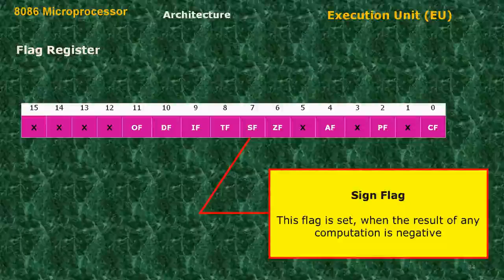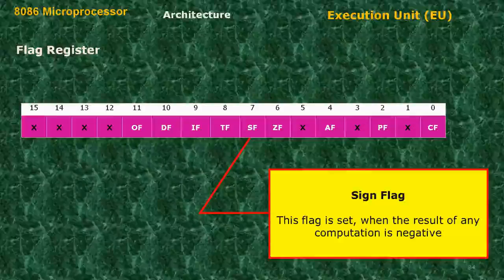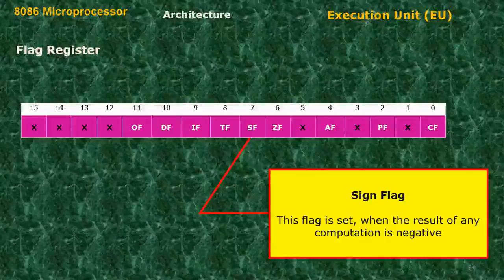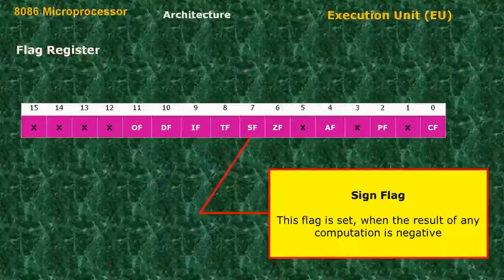Zero flag is one which sets whenever the result of the ALU operation is 0. When you subtract the same quantities, the output will be 0. When you decrement a number and it reaches 0, the outcome is 0, like that.